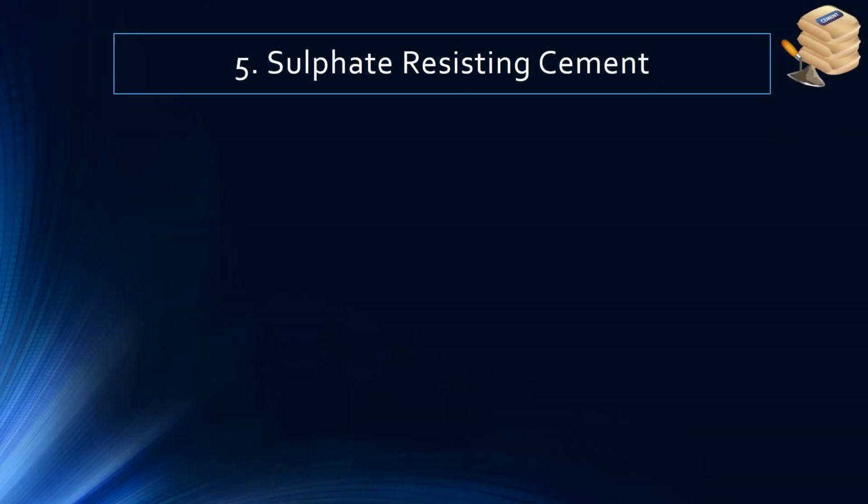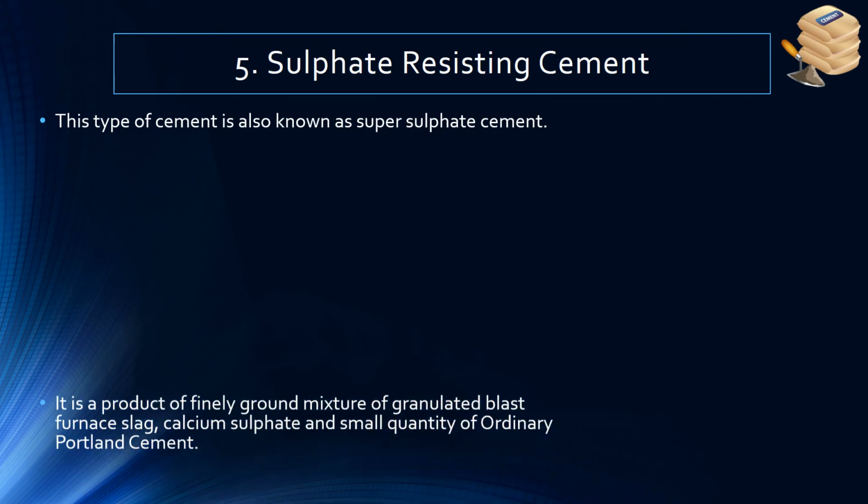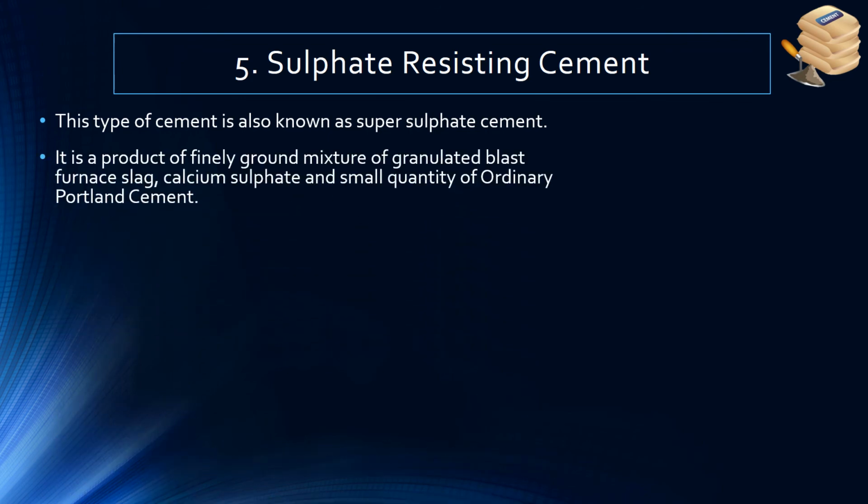Then, the fifth type of cement is sulfate-resisting cement. This type of cement is also known as super sulfate cement. It is a product of a finely ground mixture of granulated blast furnace slag, calcium sulfate and a small quantity of ordinary Portland cement. Blast furnace slag has sulfate absorption capacity.